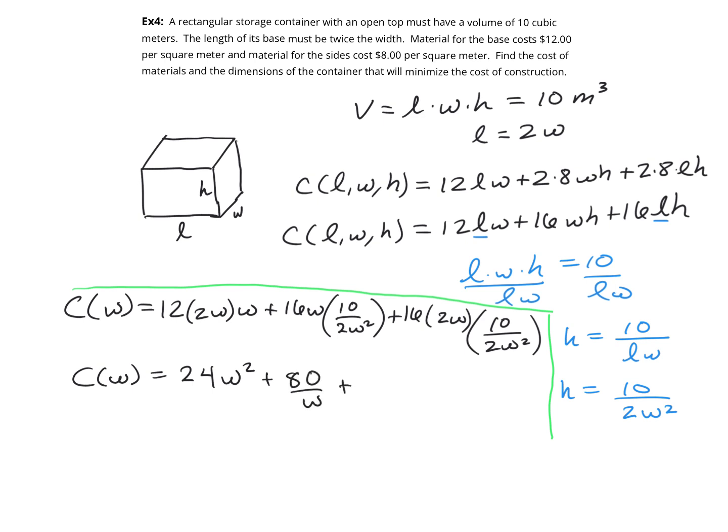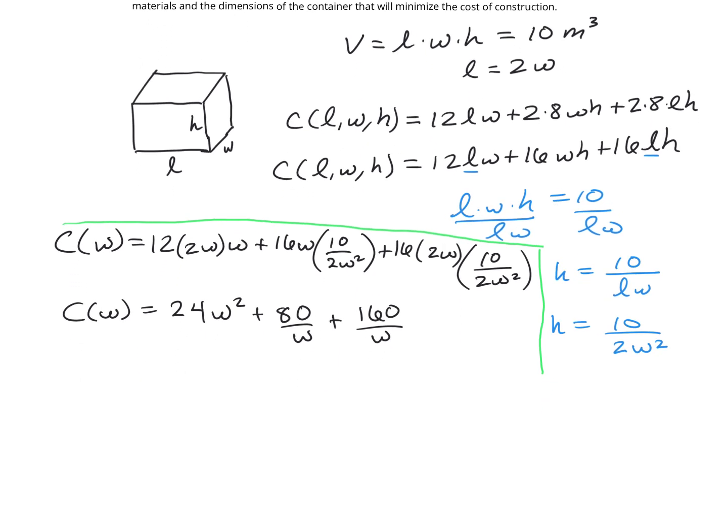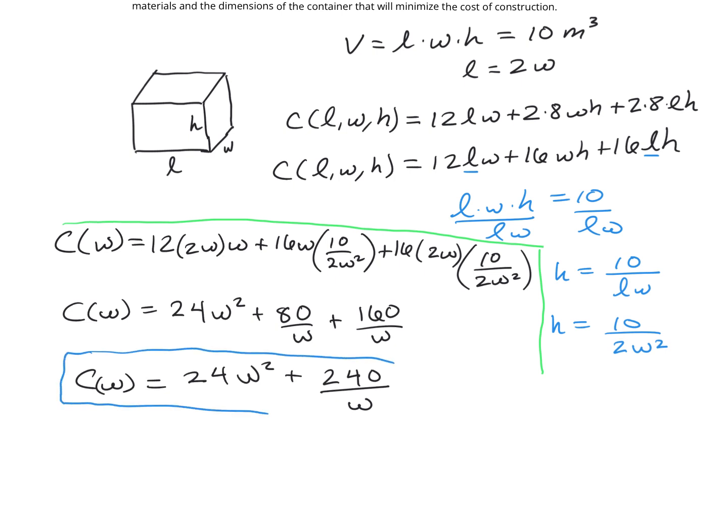And then my third term will be, looks like 160 over W as well, because we're going to cancel out one of the W's and the 2's cancel. And the last two terms are like terms, so we can combine those even further. And we will have 24 W squared plus 240 over W. So this is our cost function after all of that work.